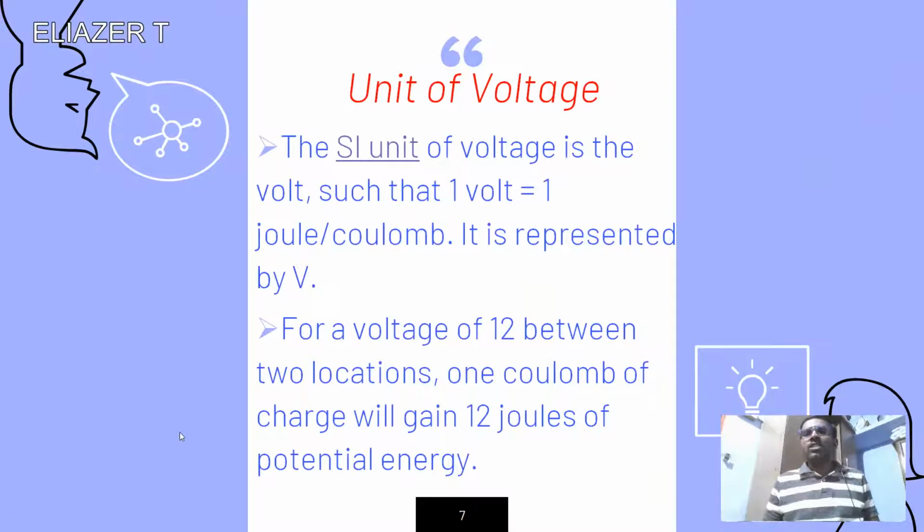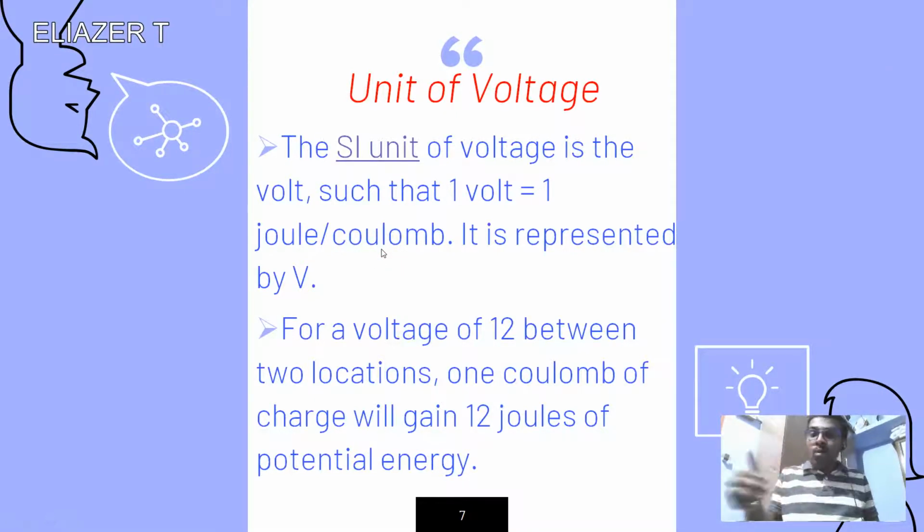What is the unit of voltage? Okay, the unit of voltage is the volt, represented by the letter V. The SI unit, the international system of units, is the volt, such that 1 volt equals 1 joule per coulomb. Here, 1 coulomb is 1 coulomb of charge.